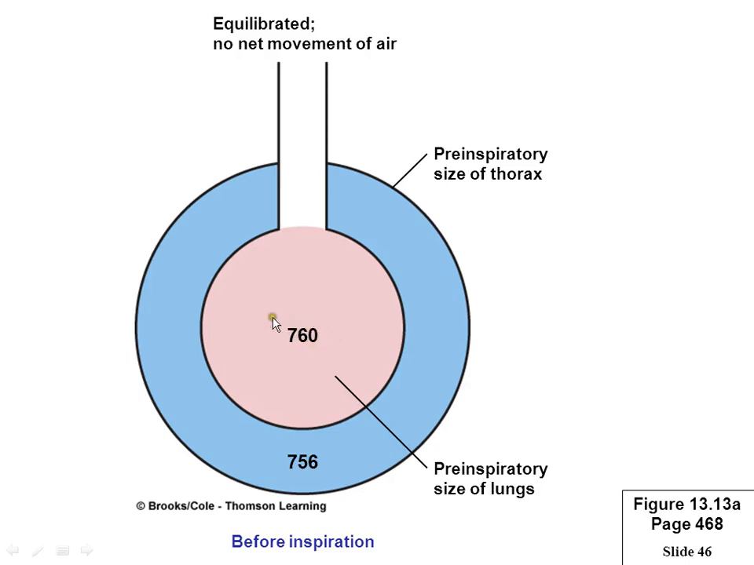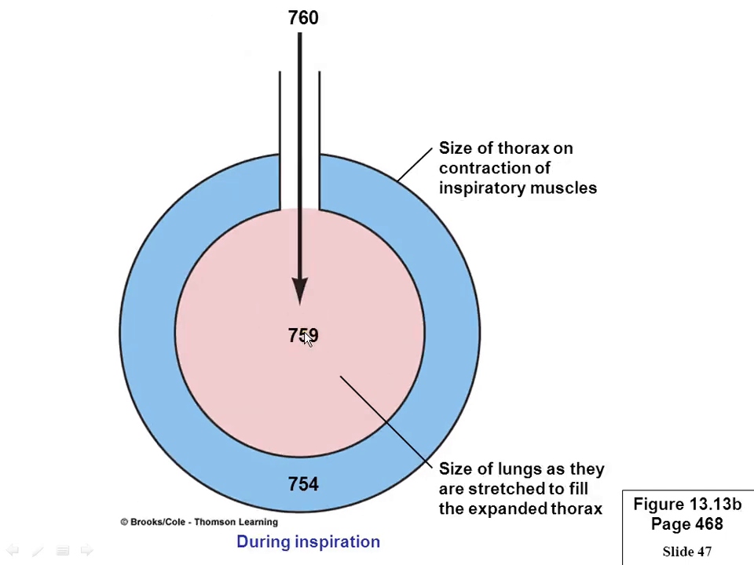If I want to bring air in, what do I have to do to the volume in here? I increase the volume. What's it do to that pressure? It decreases the pressure, right? So the pressure goes to 759 because I increased the volume. The air starts racing in, sucking in. And now I have a full lung, right? Now what do I do?